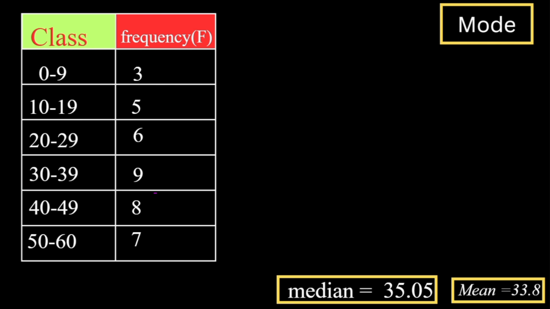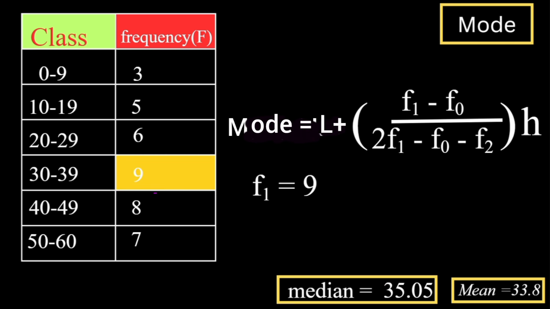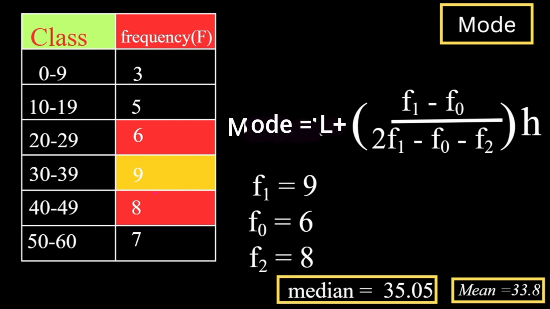Now, having got the median, the last thing we need is the mode. Now, the mode also has its formula, and it is basically given by L plus F1 minus F0 divided by 2F1 minus F0 minus F2, and all of this value we multiply by H. Now the first thing to get is F1, which is the highest frequency, and for our case, it is 9. Then F0. F0 is basically the frequency before the highest frequency, which is 6. Then F2 is the frequency after the highest frequency, and for our case it is 8.